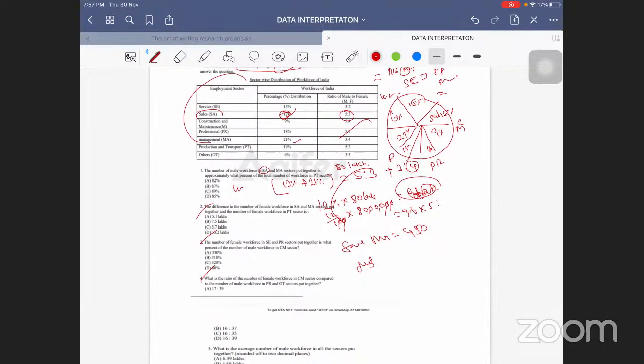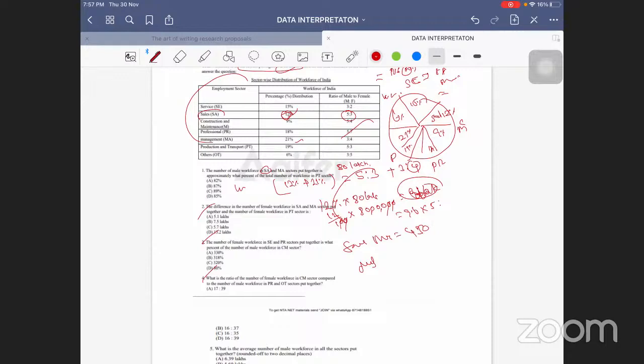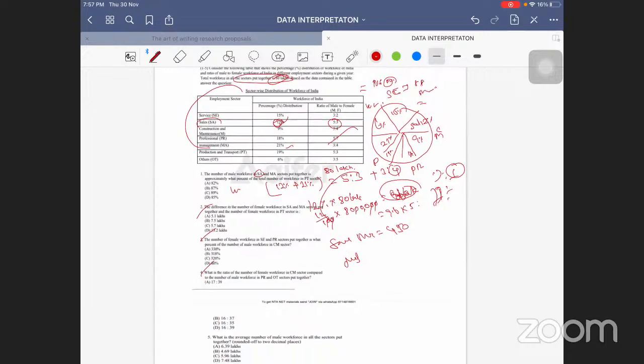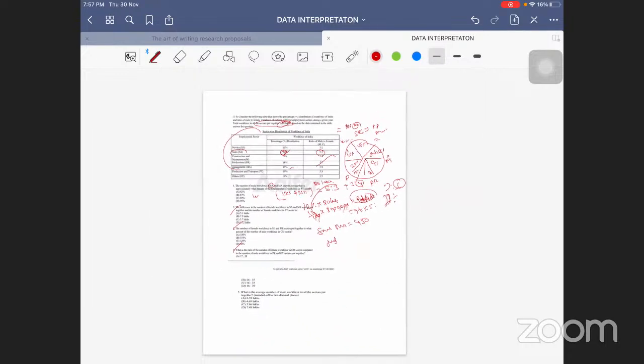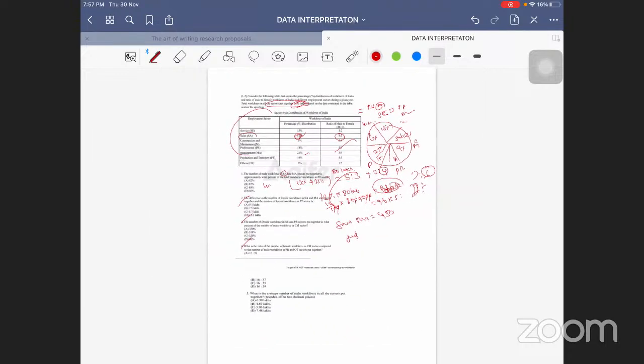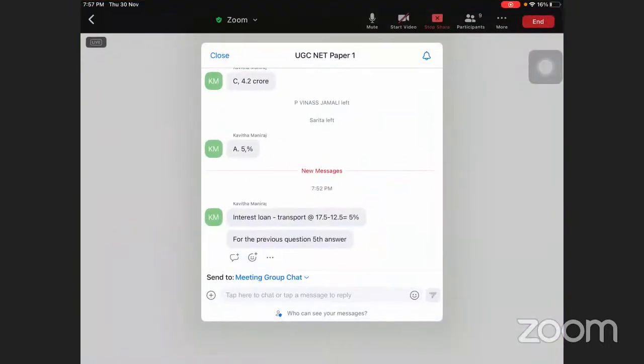I suggest some websites especially for data interpretation sums. It will be useful for you. Otherwise, I think I'm not explaining this kind of question clearly because I'm making very faulty mistakes here. Sorry for that. Otherwise, I will stop it here. If you have any doubt, please ask.